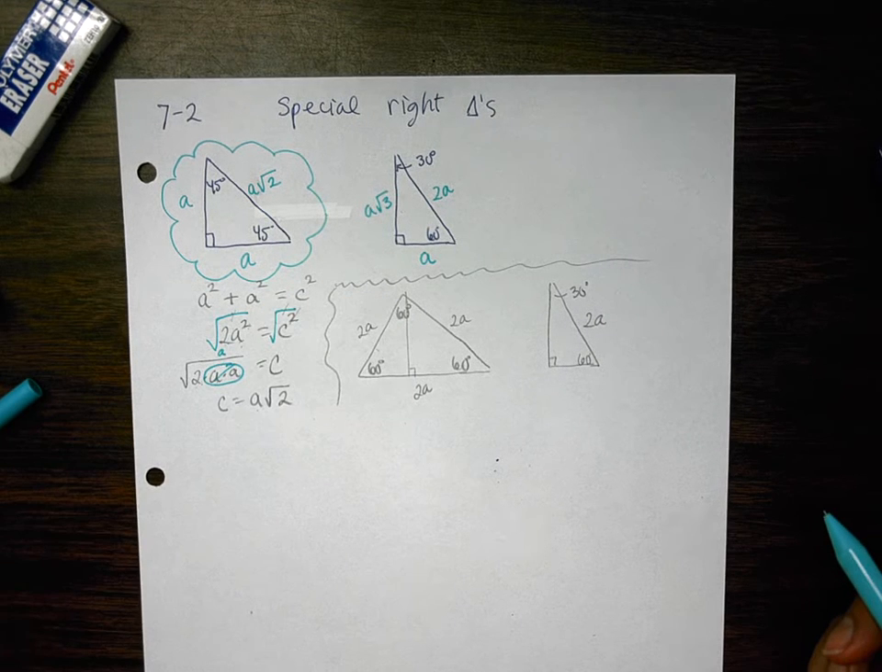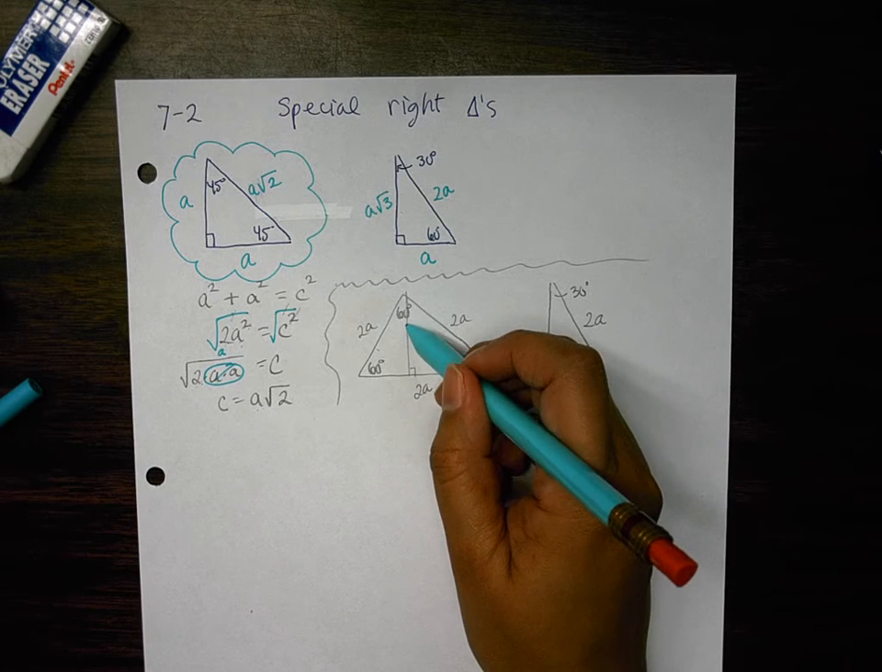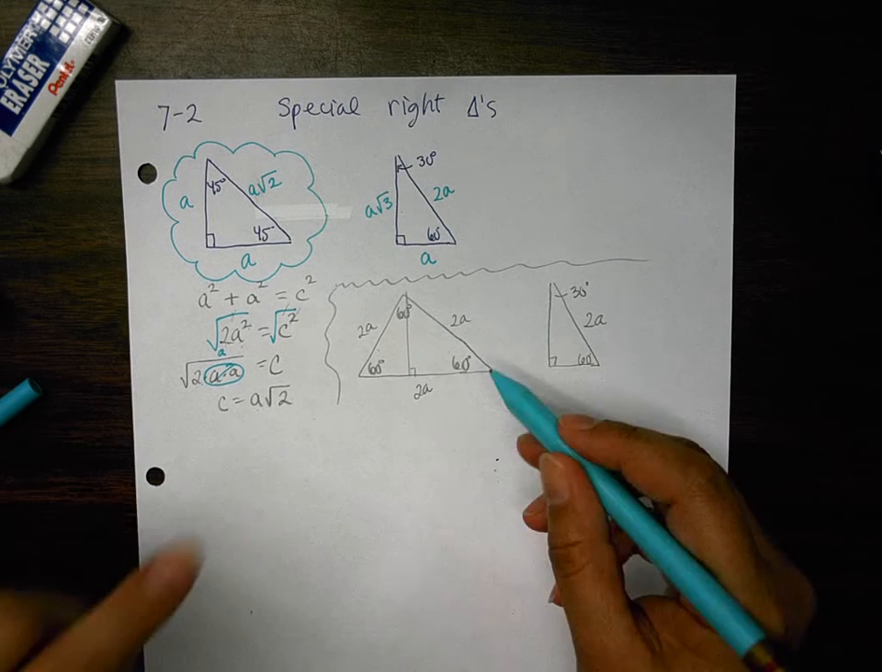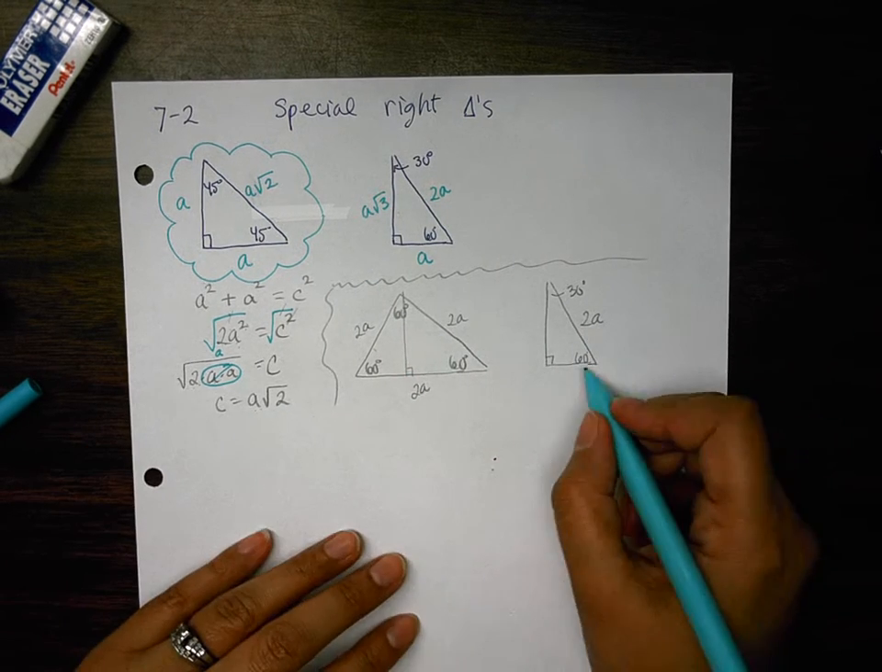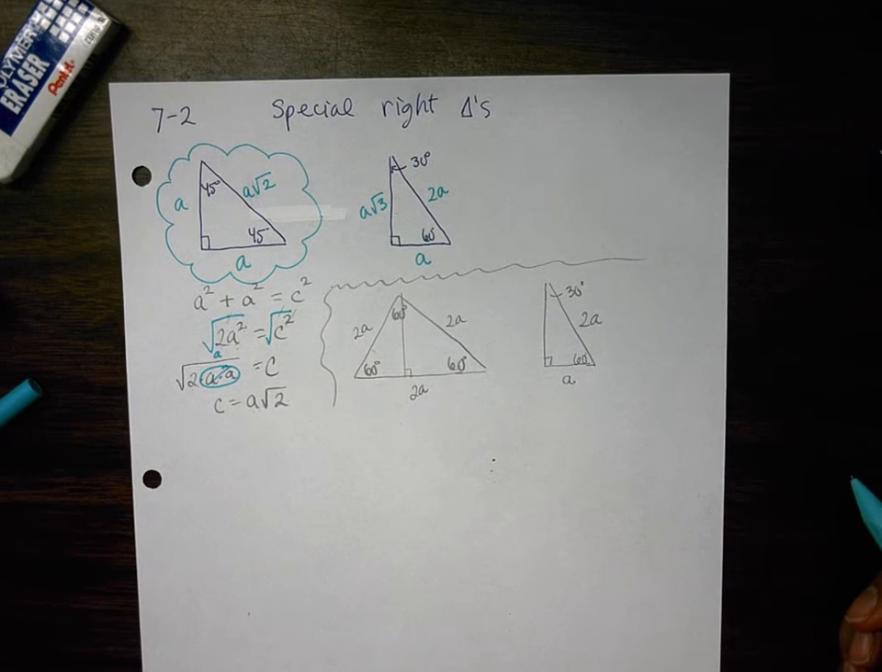Hold on. Please stop. What did I say this was? The perpendicular bisector. So if this is 2A and it's bisected, what's the length of this now? 1A, right? If you cut 2A in half, it's 1A, yes or no?